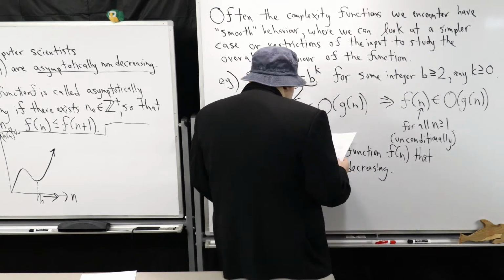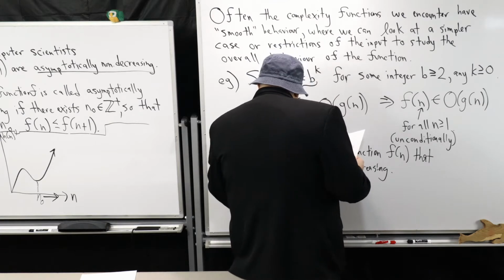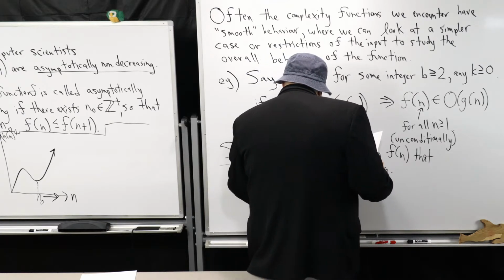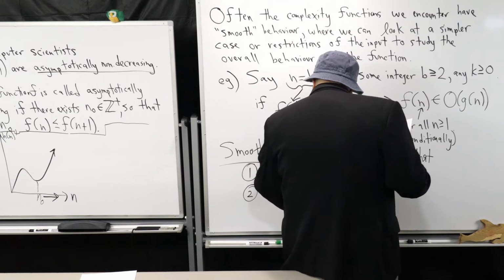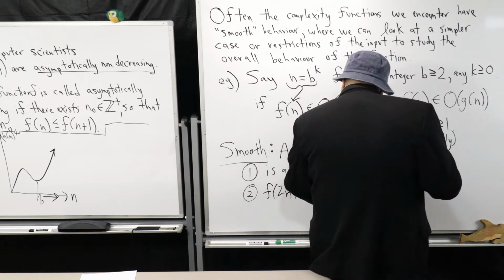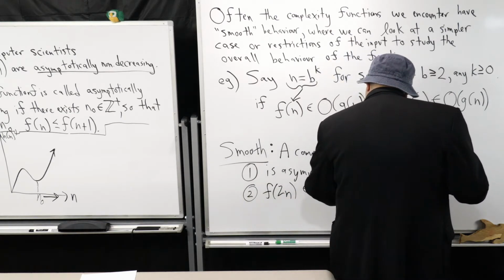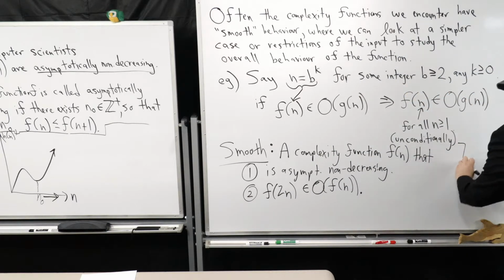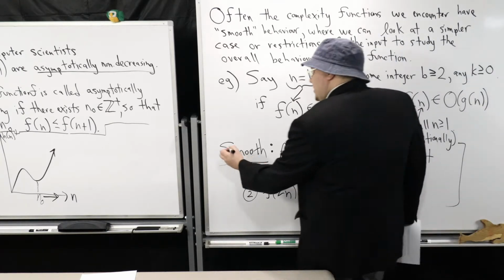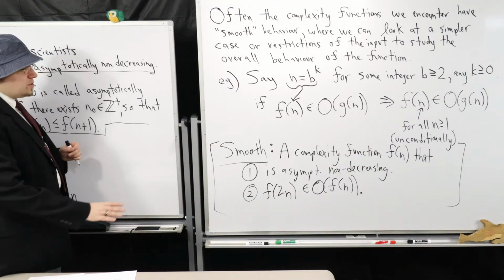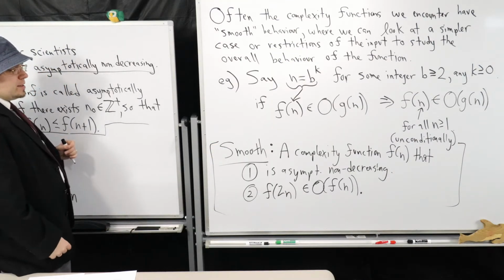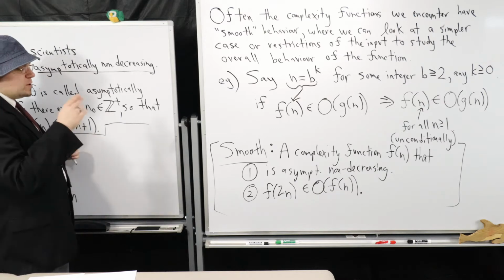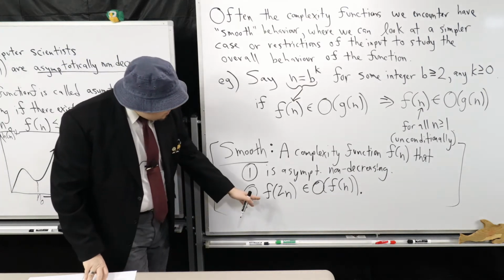And two, it must be that f of 2n is big O of f of n. So this definition's the one you want to keep in mind when we're talking about smoothness. So what do I mean by this? The first thing, just observe what this means.